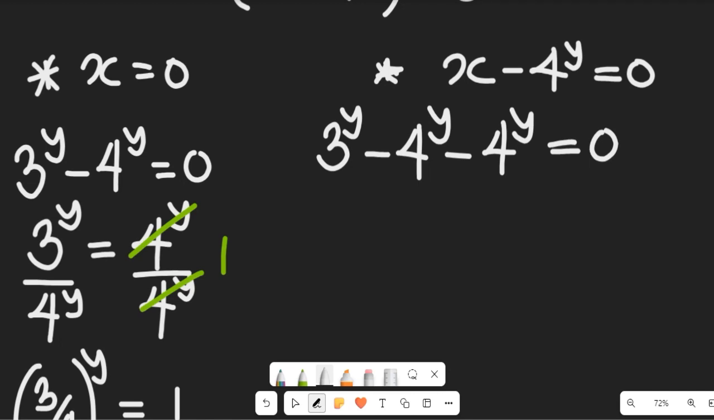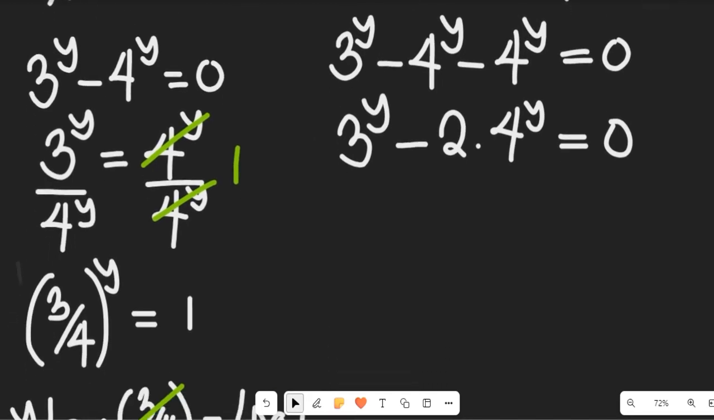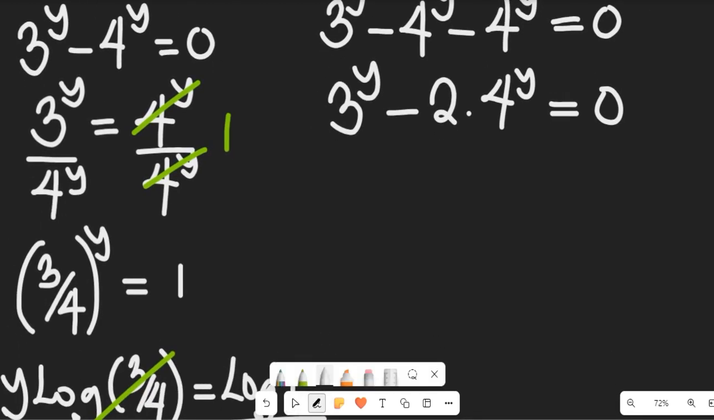So what will this expression give us? This will give us 3 to the power of y minus 2 multiplied by 4 to the power of y, right? And that will be equal to 0, right? Because we have two 4 to the power of y. So that will give us 2 times 4 to the power of y. And when we simplify this, we're going to have this become 3 to the power of y equal to 2 multiplied by 4 to the power of y.